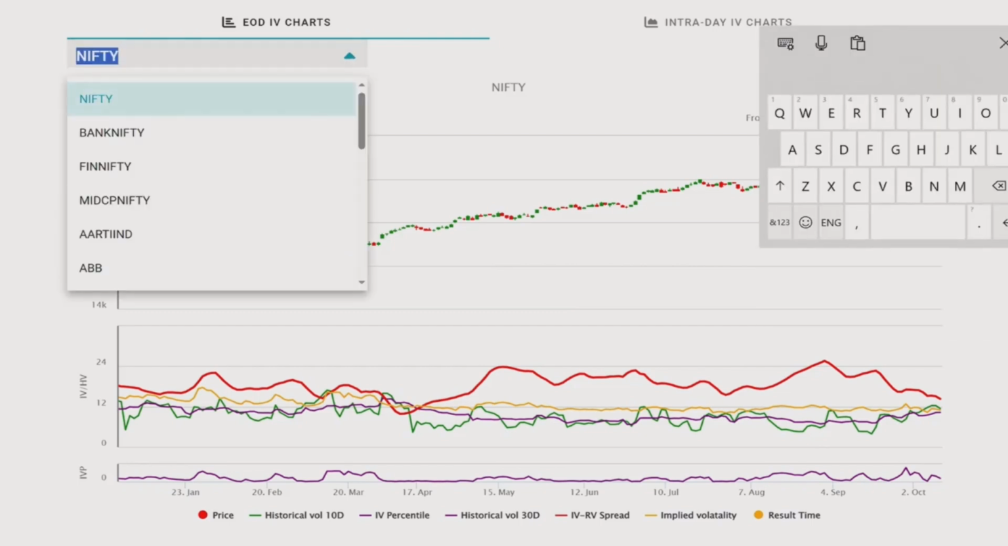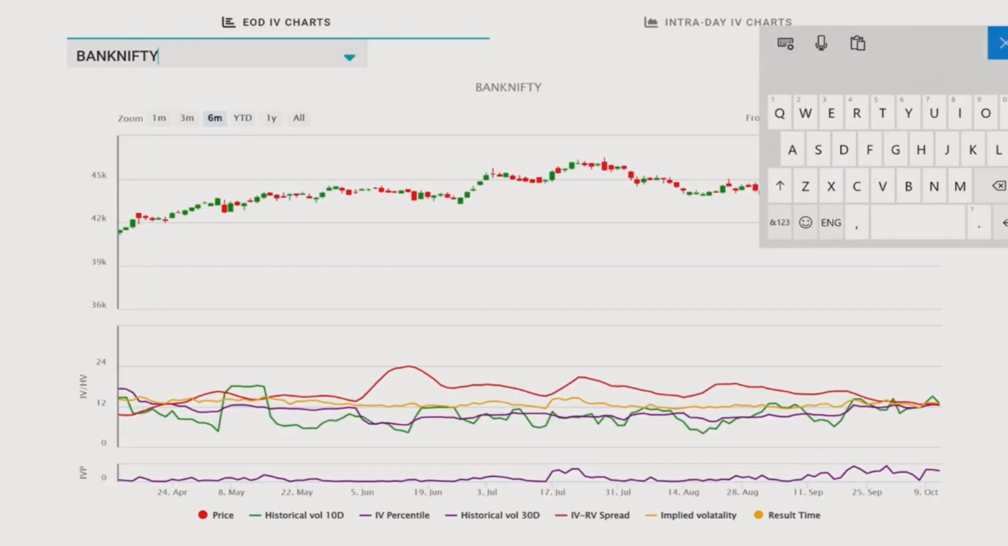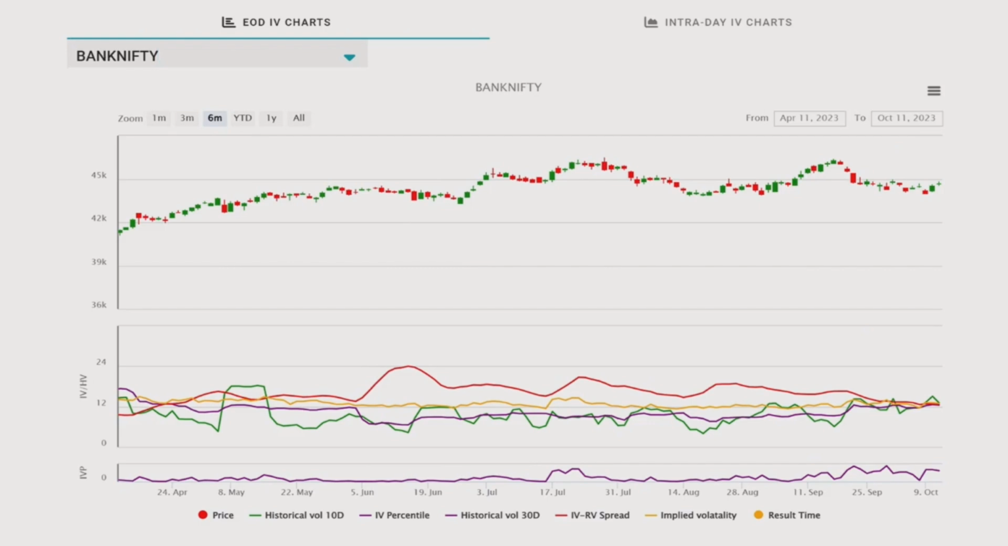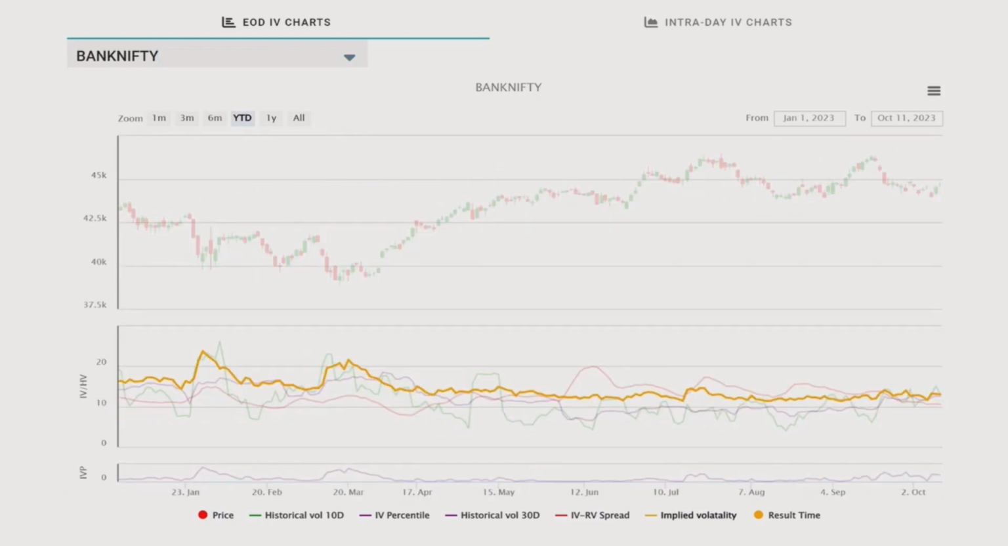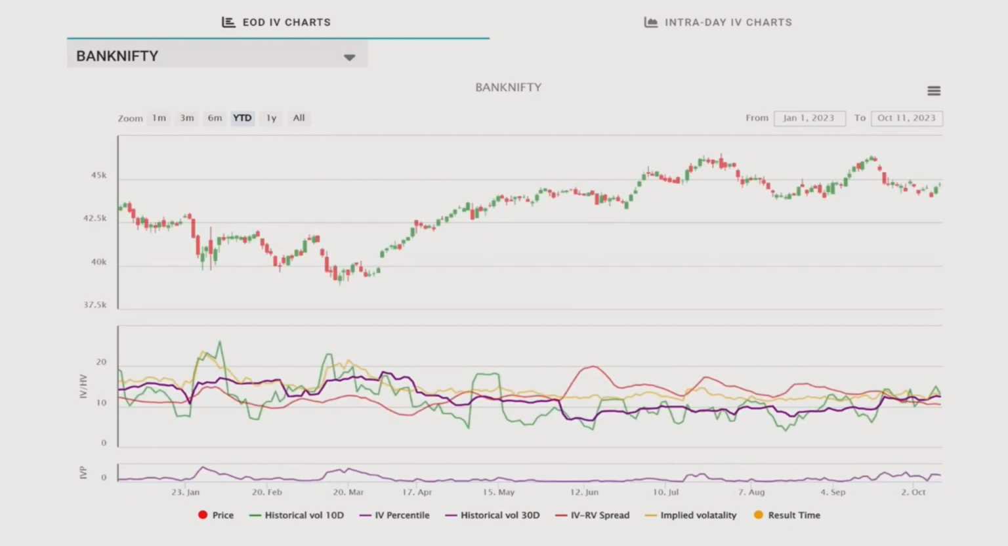And you'll see this not just in Nifty, but also in Bank Nifty, for example. The same thing happens. You have the implied volatility at this level and the historical volatility at this level, staying lower most of the time and crossing over sometimes, but mostly the historical volatility stays below the implied volatility.